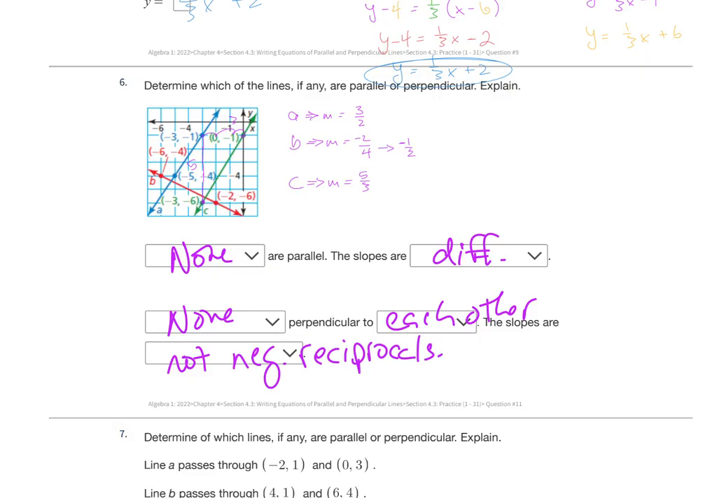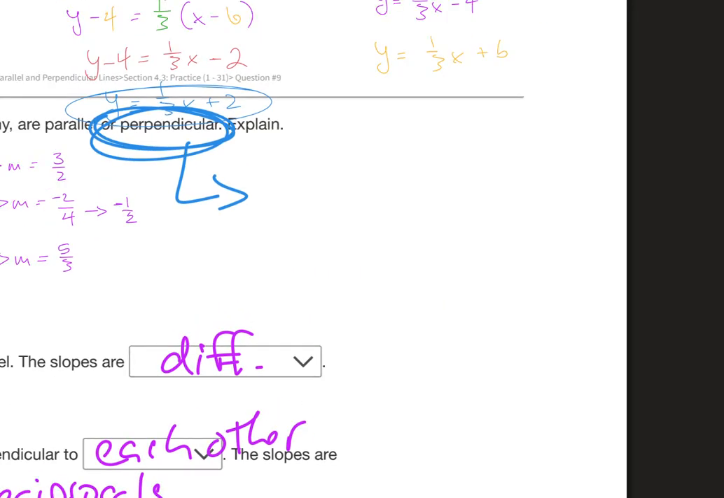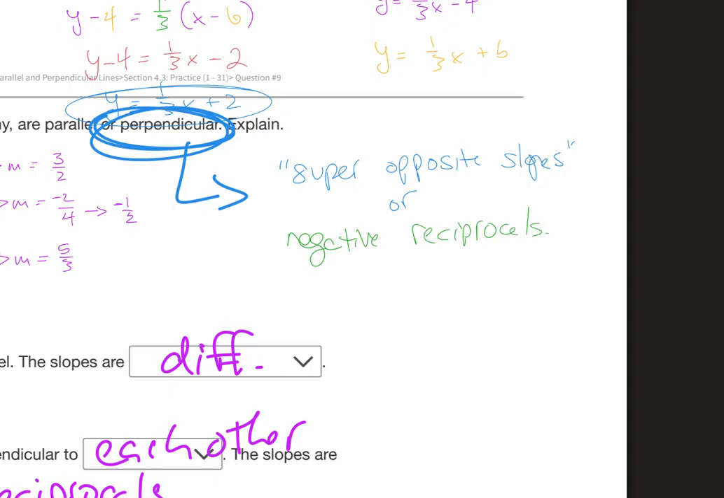And if you're like, what the heck is a negative reciprocal? I didn't say it at the beginning of this, but perpendicular lines, there's two ways I remember this. They have super opposite slopes or negative reciprocals. And if you're like, what the heck is that?